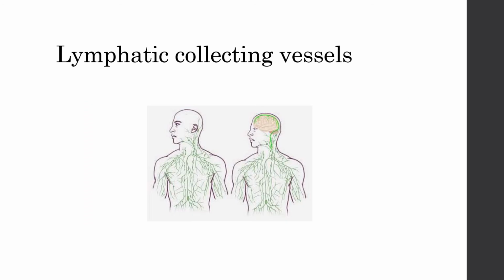Lymphatic collecting vessels are found in most parts of your body and do not have names like the blood vessels of the cardiovascular system. They're just called lymphatic vessels of the arm or something like that. So you're not going to have to learn any vessel anatomy, which is good.